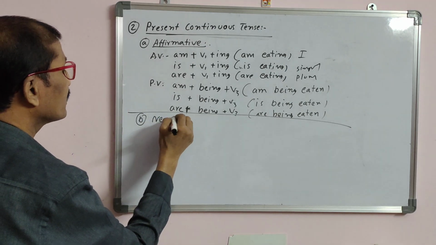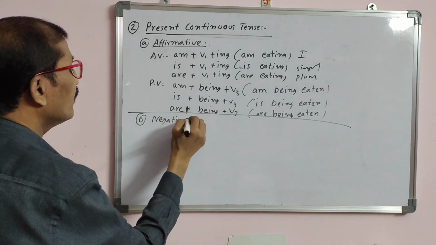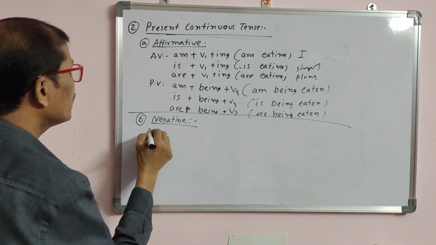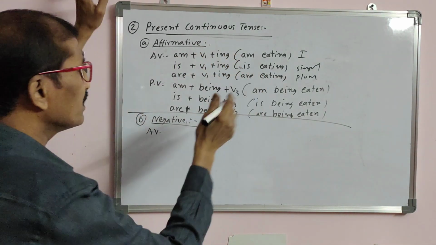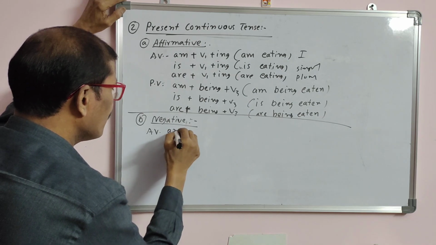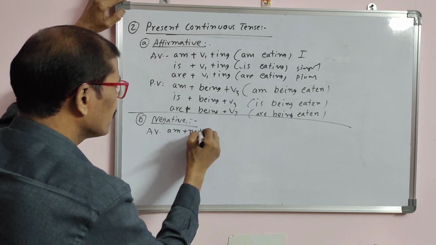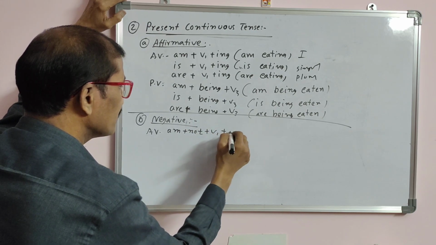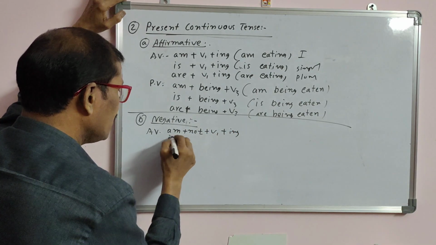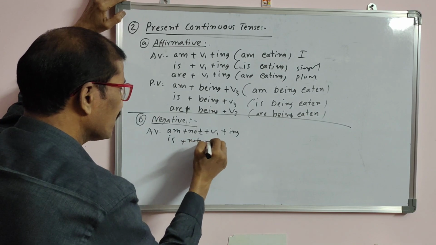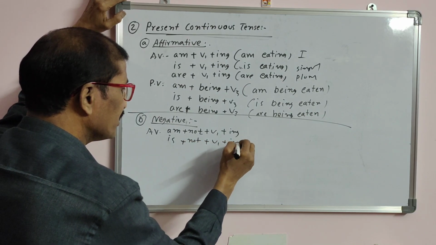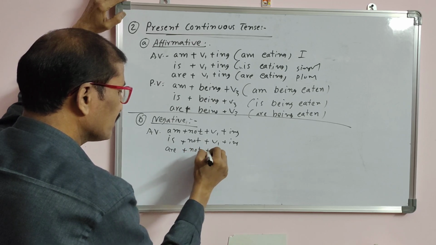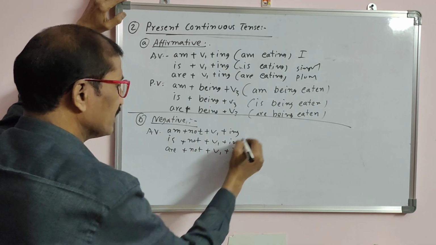negatives. How is the negative form of present continuous tense? Active voice, same, very easy. Just keep am plus not plus V1 plus ing, is plus not plus V1 plus ing, are plus not plus V1 plus ing.